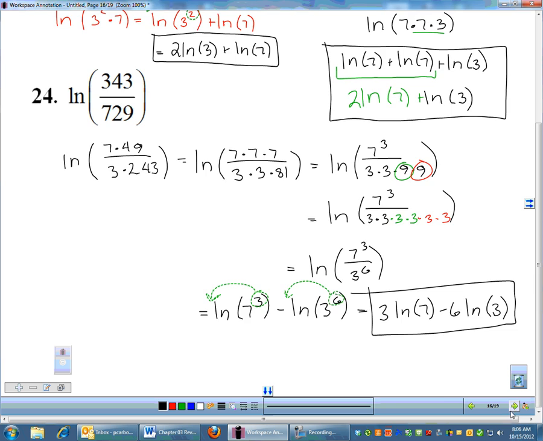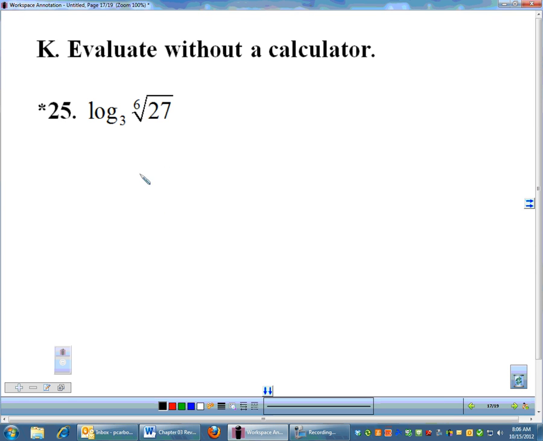Let's see, evaluate without a calculator. Okay, this is the same stuff we were doing earlier, where we're going to set this equal to x and take it out of log form. So this is 3 to the x power is equal to the 6th root of 27. And then we need to play with that. Remember, you want both sides to have the same base. So my left side doesn't break down anymore. 3 to the x is as simple as it's going to get. The 6th root of 27 is the same thing as 27 to the 1/6 power.